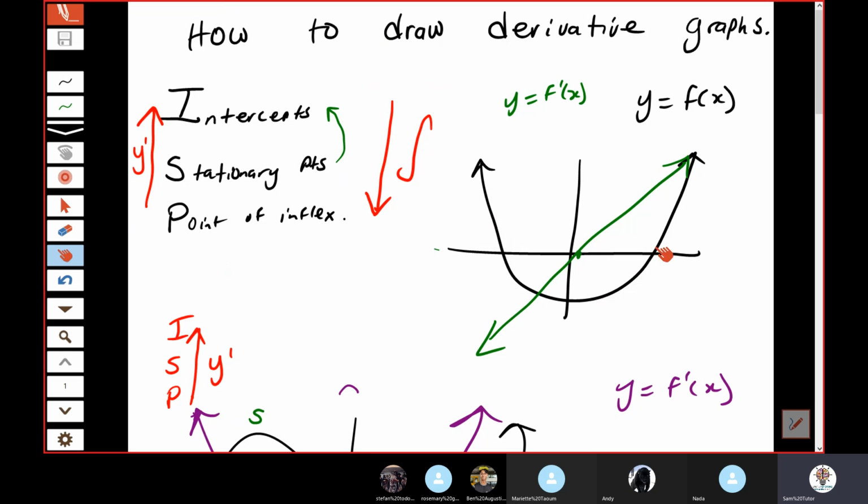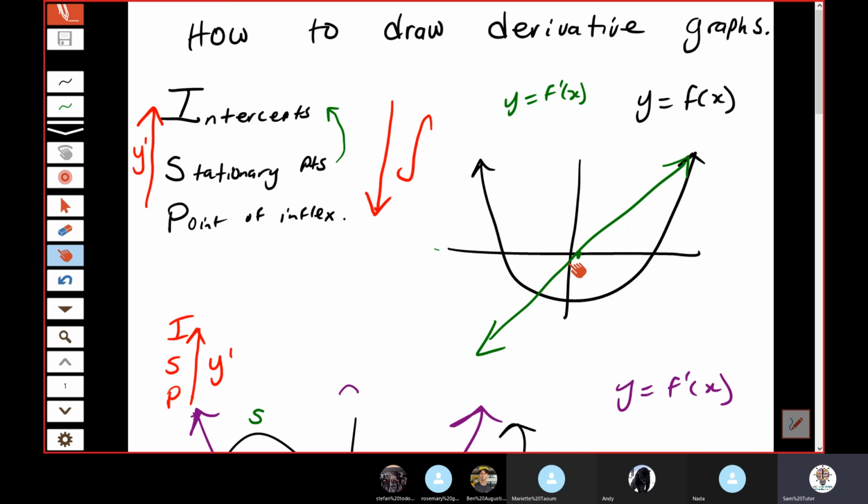I don't have a point of inflection on the black curve. I only have one stationary point. So again, points of inflection become stationary, stationary become intercepts, intercepts become, you don't have anything for that. All right, so that doesn't go on to anything else.